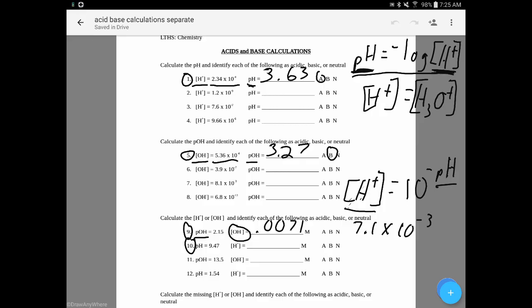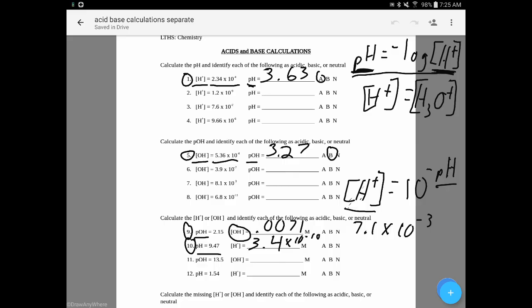Next one. pH is 9.47, so we do the same thing. We take 10 to the negative pH, which is 9.47, and we get 3.4 times 10 to the negative 10th.